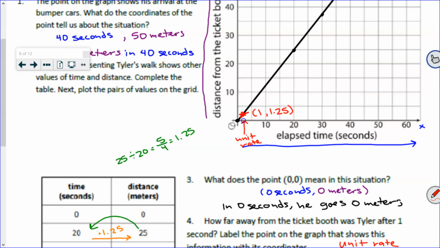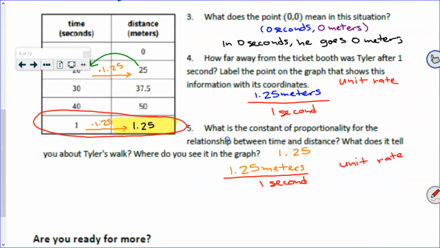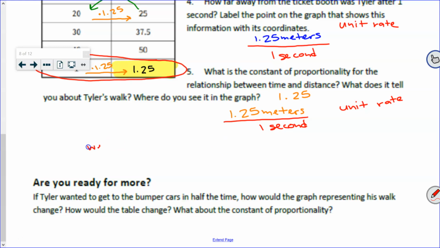And again, where do we see it in the graph? Right here, where the unit rate is, where the x value is 1. Let's write that down. We see it where the x value is 1.